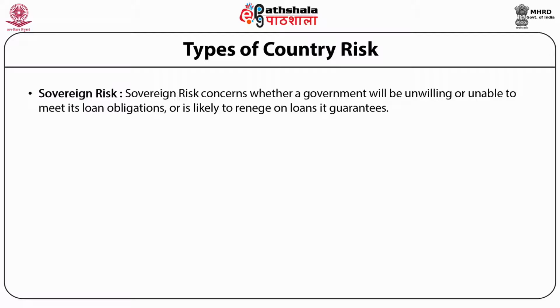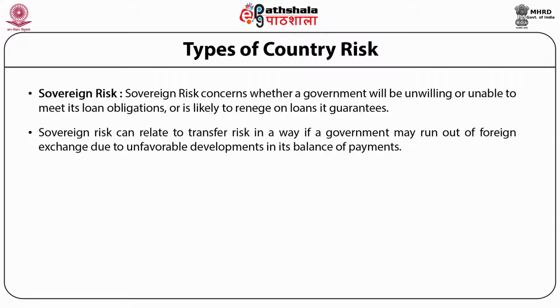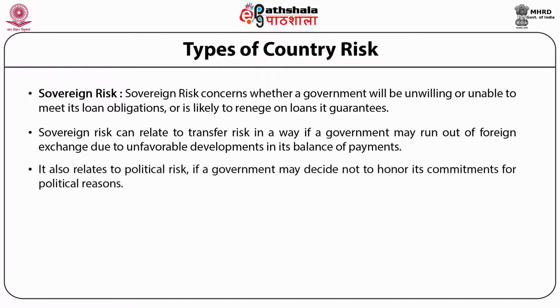Sovereign risk. Sovereign risk concerns whether a government will be unwilling or unable to meet its loan obligations, or is likely to renege on loans it guarantees. Sovereign risk can relate to transfer risk in a way, if a government may run out of foreign exchange due to unfavorable developments in its balance of payments. It also relates to political risk if a government may decide not to honor its commitments for political reasons.